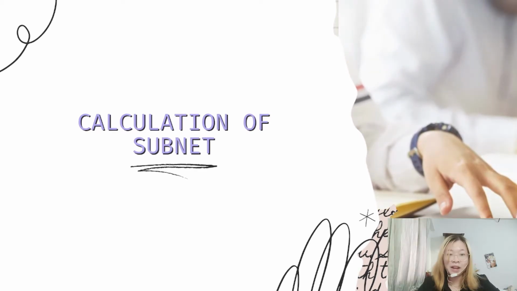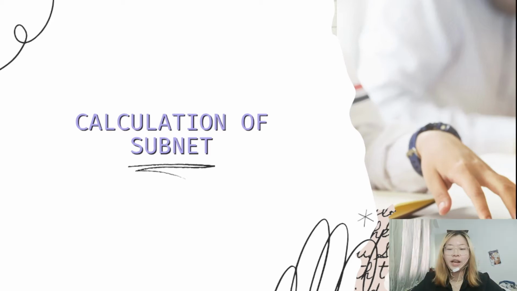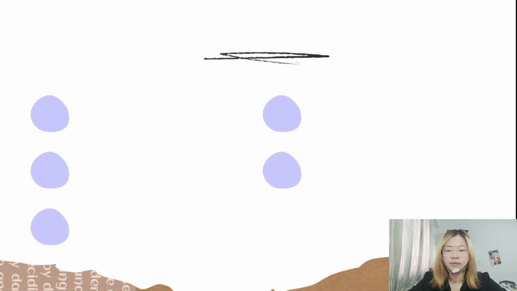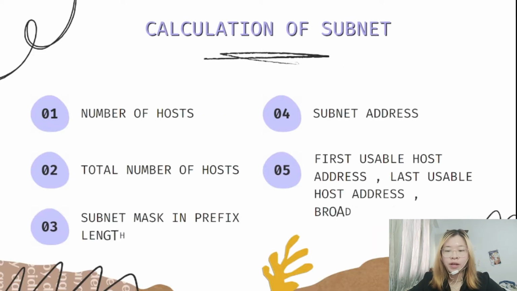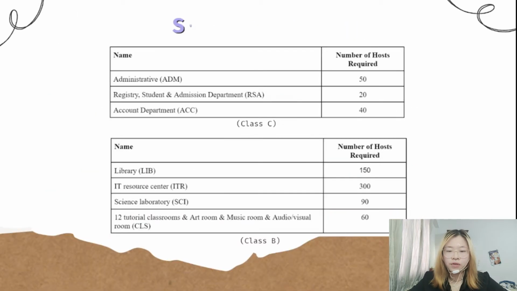Hi, my name is CHUI, and I'm from EFT2 Group 9. Now I will talk about the calculations of subnet. In the calculations of subnet, I will talk about the number of hosts, total number of hosts, subnet mask in prefix length, subnet address, first usable host address, last usable host address, and broadcast address. First, I will talk about the suitable classes.